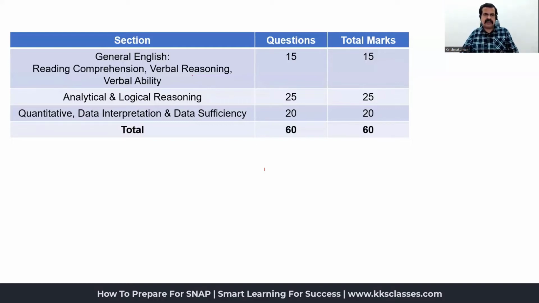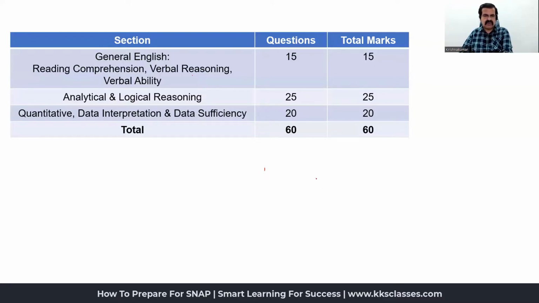The next section is analytical and logical reasoning, 25 questions. And then we have 20 questions, which are essentially from quantitative ability. Although the section is quantitative, then data interpretation, data sufficiency, there are hardly any questions from data interpretation, maybe 1 or 2, and questions in data sufficiency have been absent in the last couple of years. So totally we have 60 questions in this 1 hour examination, 60 marks with a negative marking of 1/4.